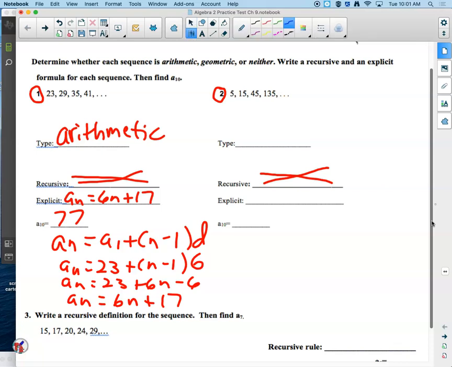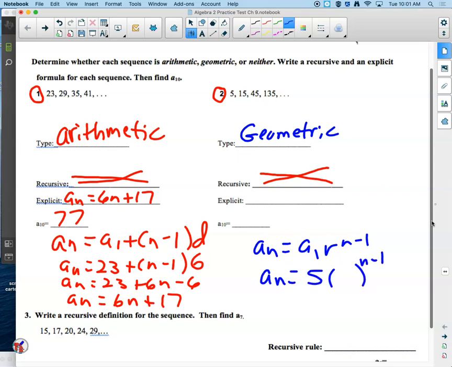It is geometric. So then you go for the rule that doesn't have a plus in it. Remember, these are the two that are the rules, and this is the one without the plus. So a sub n equals a sub 1 times r to the n minus 1. And what do we have to put into that formula? A sub 1 and r. Good. And you already found r when you were trying to figure out if it was arithmetic or geometric, right? What did they multiply by? Yeah. So there's our explicit rule.